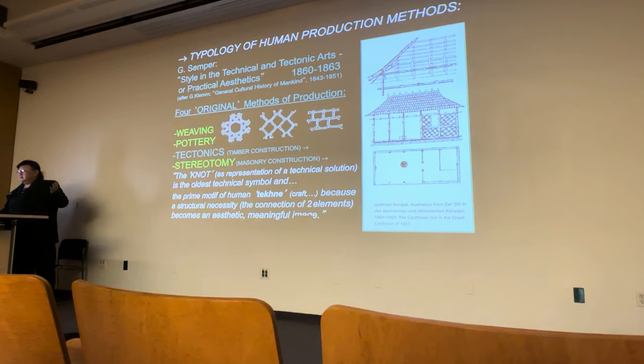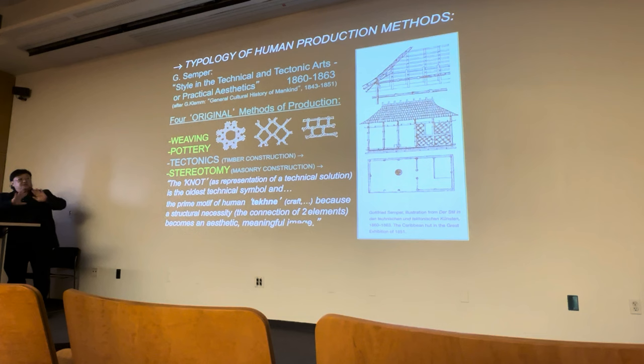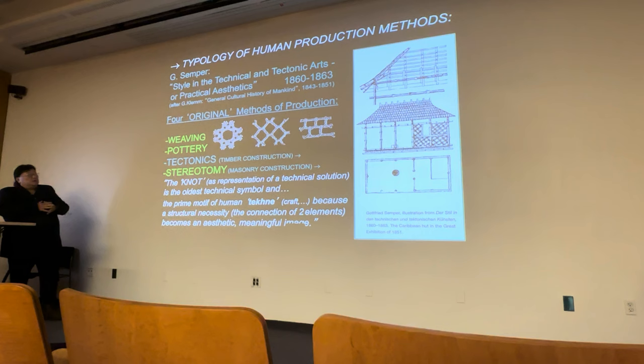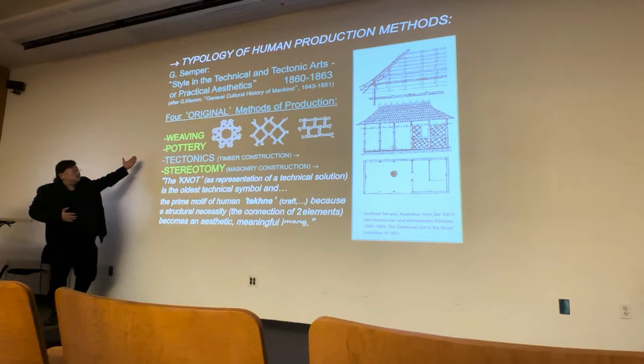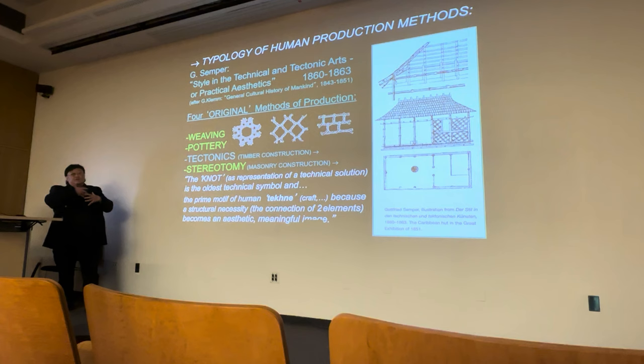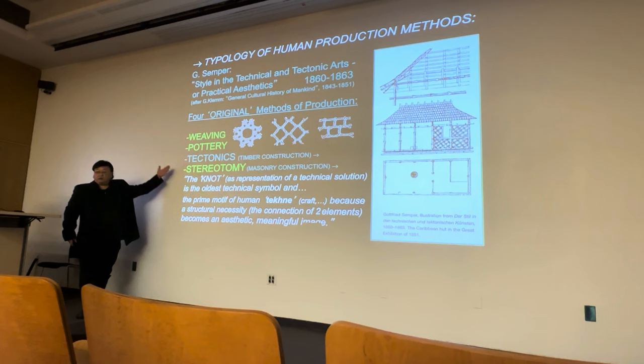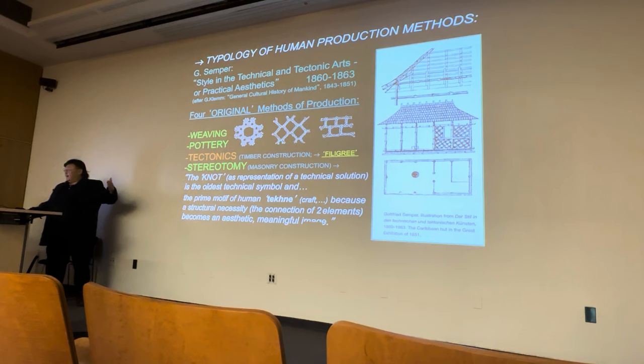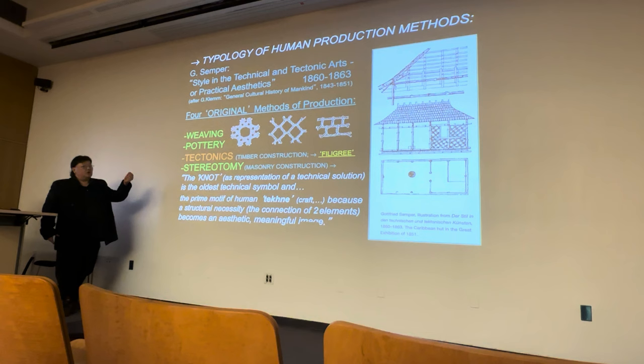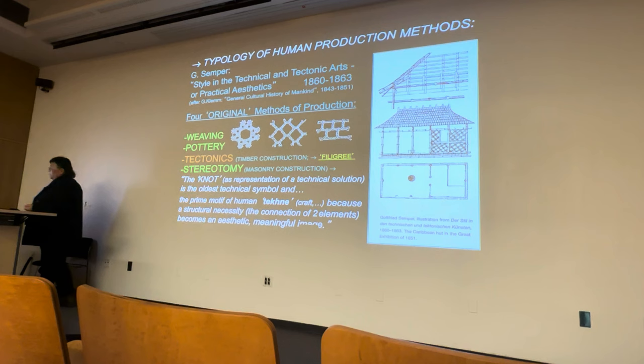The first original method is called weaving, where one material weaves in two patterns repeatedly. Then we have the discovery of pottery. We use clay, dry the clay, and go through the kiln process to make it harder. Then we have tectonics, the timber construction that we love to use. And there is the process of jewelry ornamentation. Then we have stereotomic bonding, which is masonry construction.